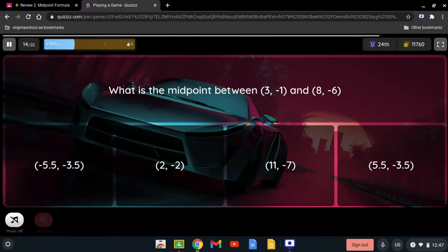And we don't have to complete the rest of the equation because now that we have 5.5, the only one that's correct is the last one, 5.5. This one is 5.5 too, but this has a negative and our calculation was positive.